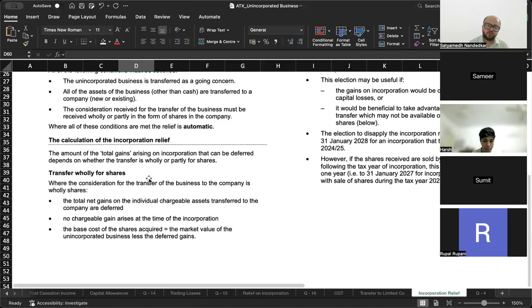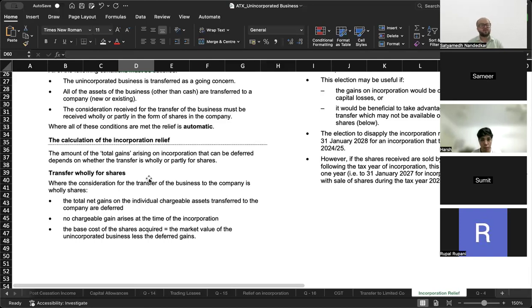Where the consideration for transfer of the business is wholly shares, the total net gains on the individual chargeable assets transferred to the company are deferred. No chargeable gain arises at the time of incorporation. The base cost of the shares acquired is the market value of the unincorporated business less the deferred gains.